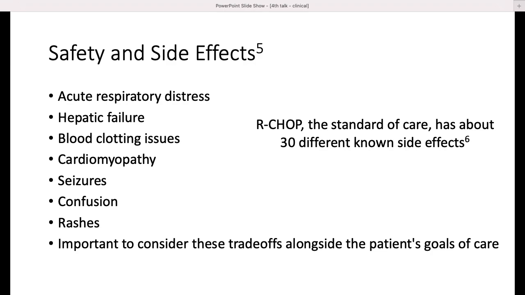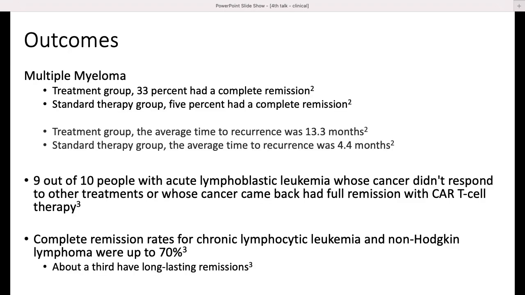And so you have to manage these trade-offs and talk with the patient about their goals of care and what they're willing to sacrifice, understanding that CAR T-cell therapy is not a magic bullet by any means, and that there are always going to be side effects. But the standard of care already has so many side effects that that's generally not the thing people are super worried about.